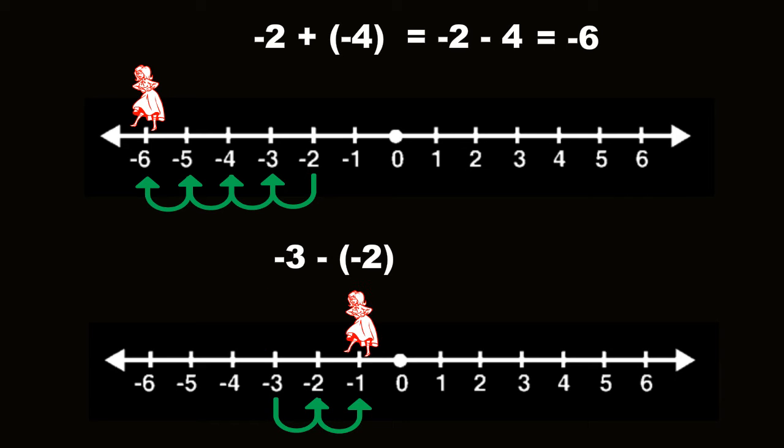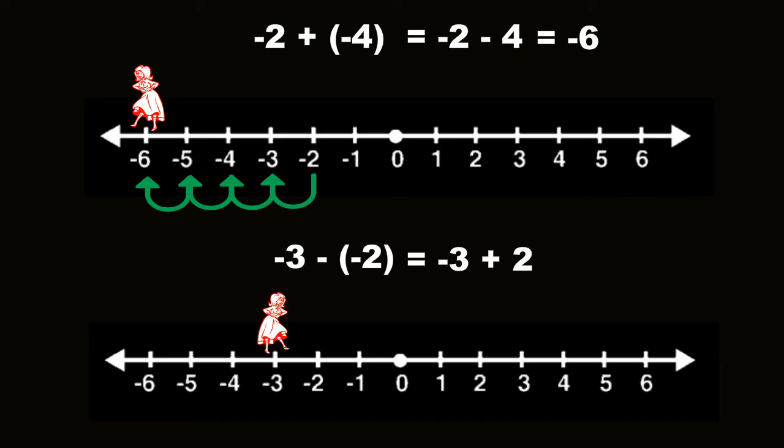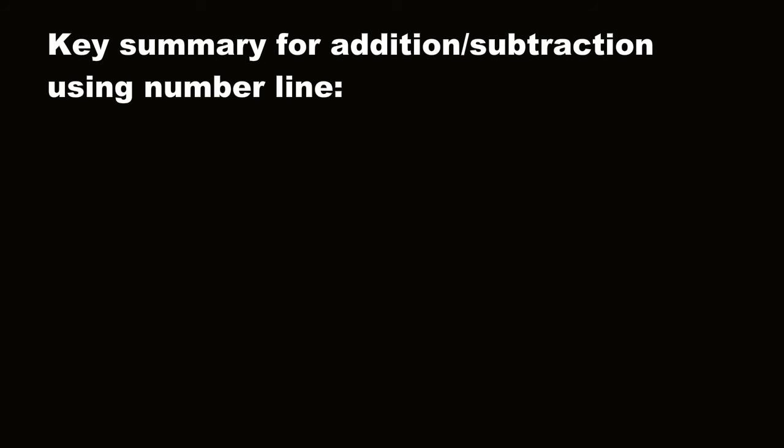Again, if you remember the trick, you can also do -3 plus 2. Here, Jasmine will start at -3, face the right, and walk 2 steps normally. Let's summarize. Here are the takeaways for you when you use a number line.